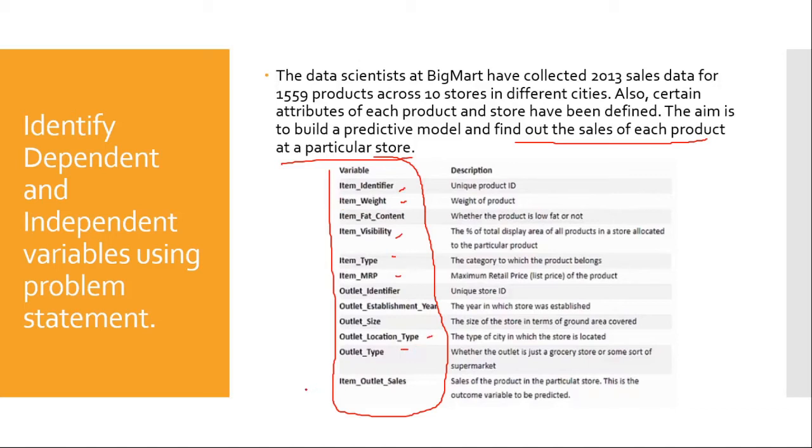And if you see this item outlet sales, our aim is to find the sales of each product. So this is the dependent variable, alright, and all the remaining ones are independent variables. Using these variables we can analyze how much the sales will be.